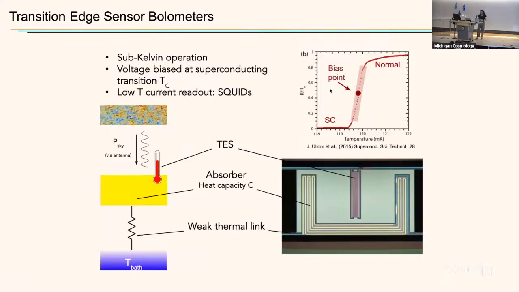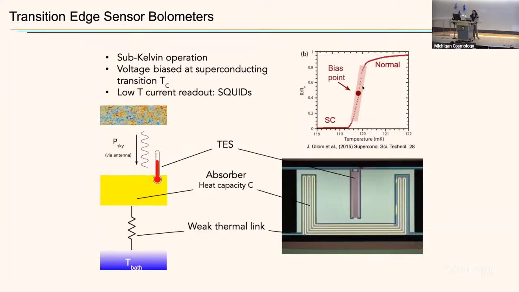All TESs are going to be sub-Kelvin operation. I think there might be higher temperature ones, but in modern CMB experiments, these are all at millikelvin, hundreds of millikelvin scale. We use their critical temperature as the way we read these out. So a material that is a superconductor will have some normal resistance at higher temperatures. If you cool it down past its critical temperature, it will suddenly lose all of its resistance and go superconducting. That's down here.